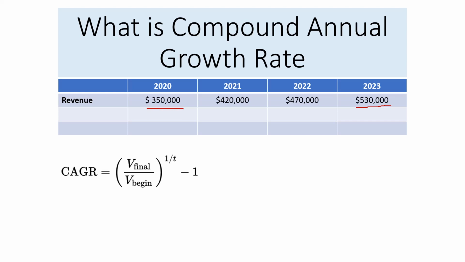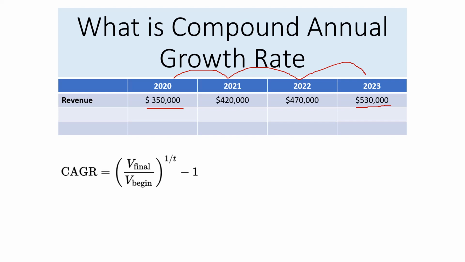Now, this is where you need to be a little bit careful. Although we have 4 years of data here, when we are calculating growth, it's between 2 years, isn't it? So t here would be, well, from 2020 to 2021, that's 1 year. From 2021 to 2022, that's 2 years. And from 2022 to 2023, that's 3 years.